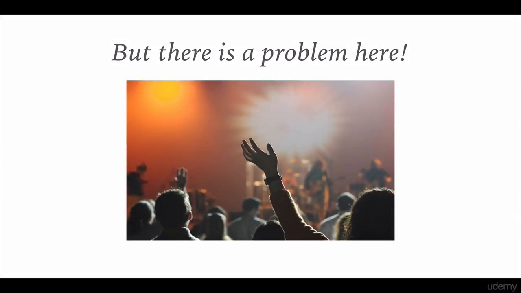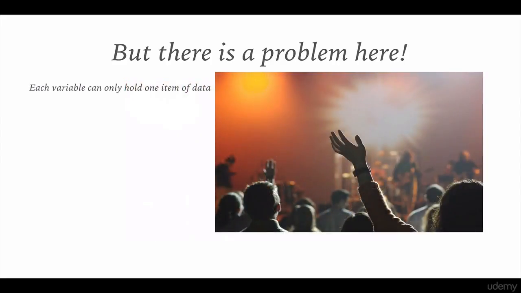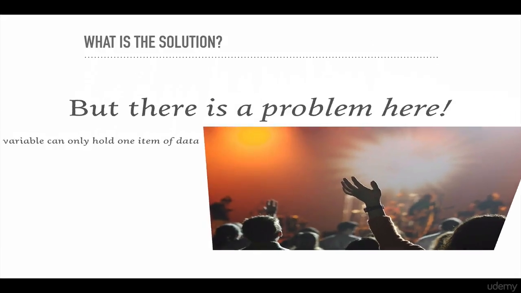But there is a problem here. What is that problem? Now assume that we want to throw a party, right? Now what we are going to do, we need to have a list that stores the names of the people that are invited to the party. We cannot use a variable because each variable can only hold one item of data, right? Let me read it again. Each variable can only hold one item of data.